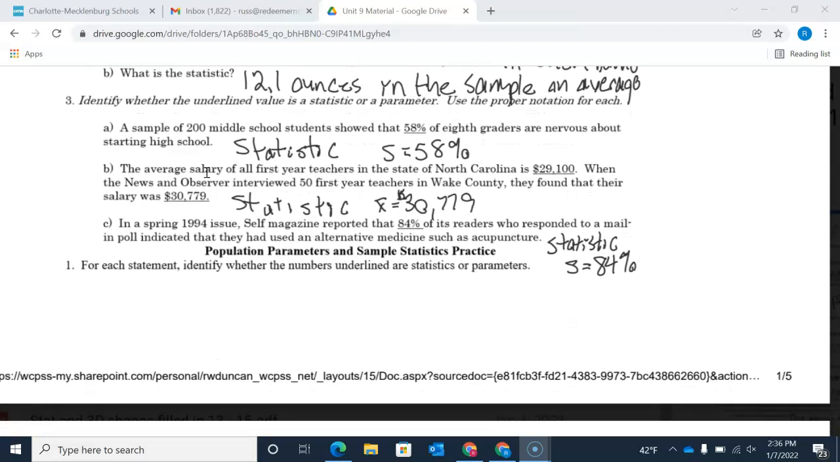Then letter C. In a spring 1994 issue, Self Magazine reported that 84% of its readers who responded to a mail-in poll indicated they used alternative medicine such as acupuncture. Again, it's a statistic because it's a mail-in poll. It's not every single one of its readers. And that is a sample proportion, 84% or 84 out of every 100 people.